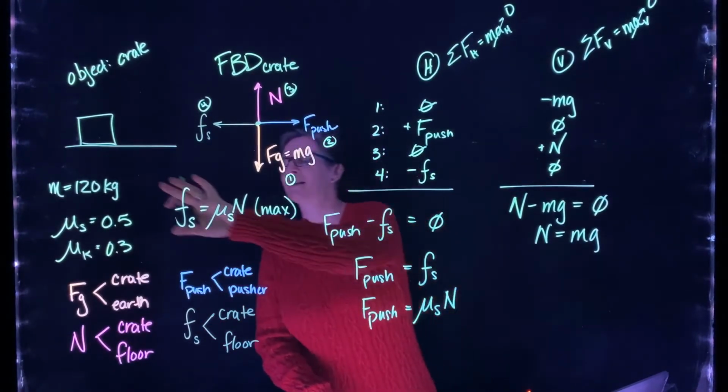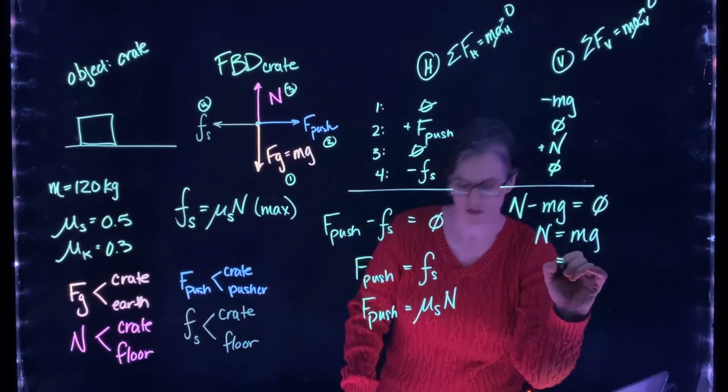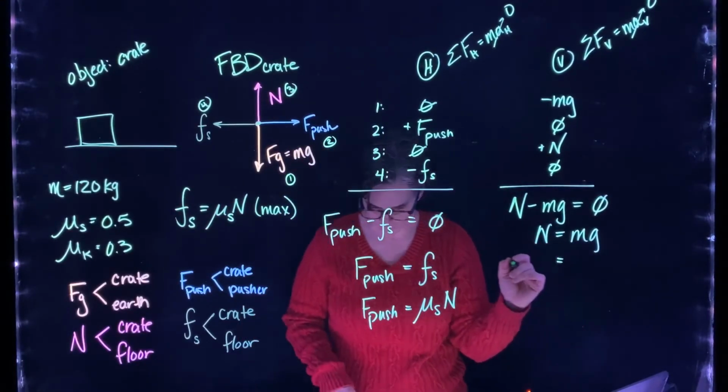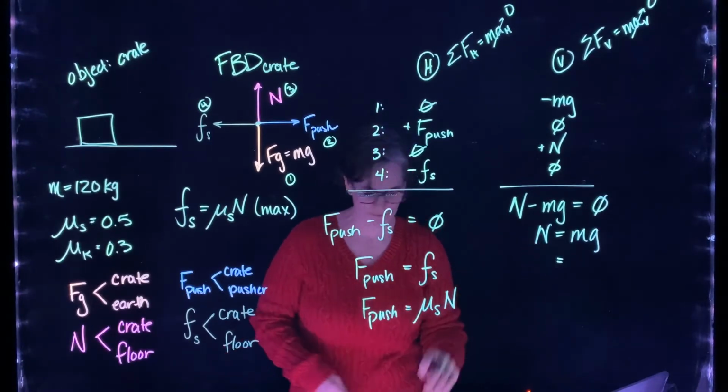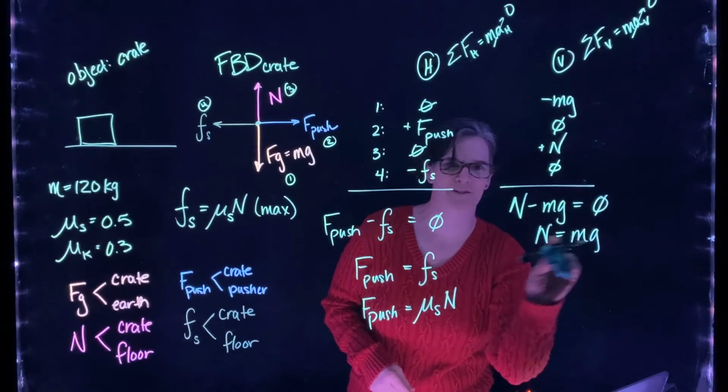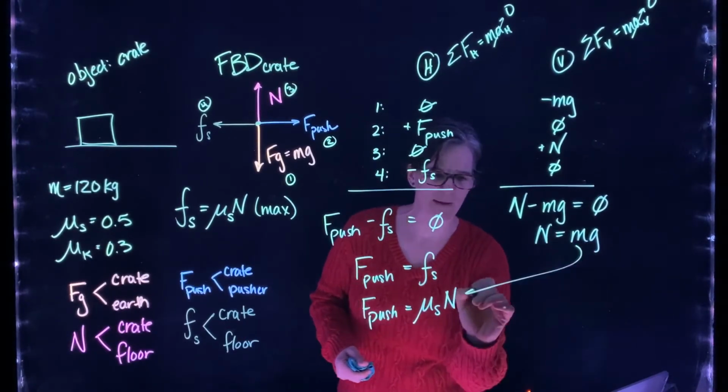Now we're given a mass of 120 kilograms. So mg is equal to... I don't have that in my notes. I'm just going to move it here because of my answer key, and I don't have a calculator. We're going to pop that into that equation.